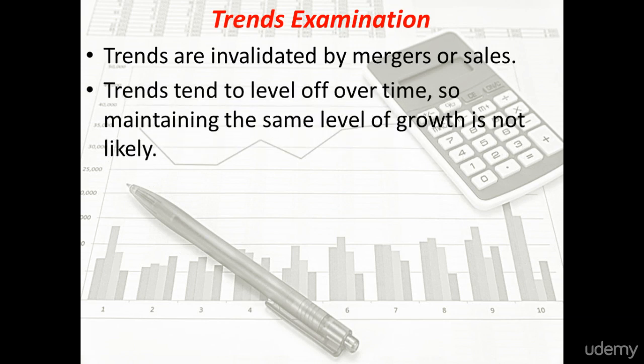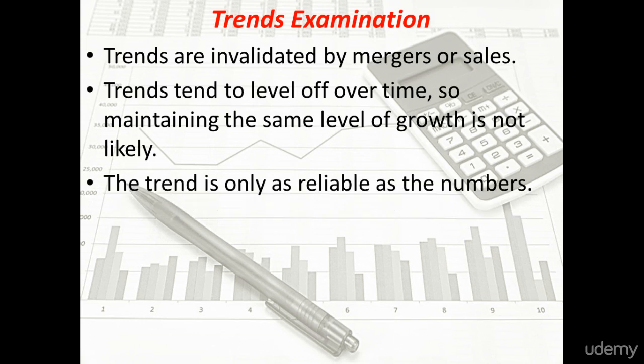Trends tend to level off over time, so maintaining the same level of growth is not likely. Statistically, no trend is going to continue in a straight line indefinitely. A year-to-year increase in the dollar amounts of revenue or net profits might continue, but over time that will represent a diminishing percentage increase over the previous year.